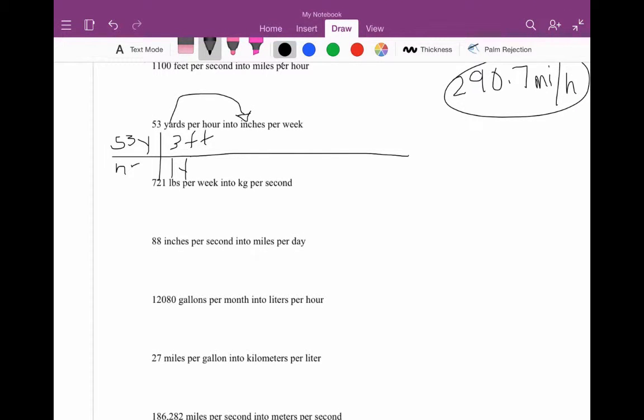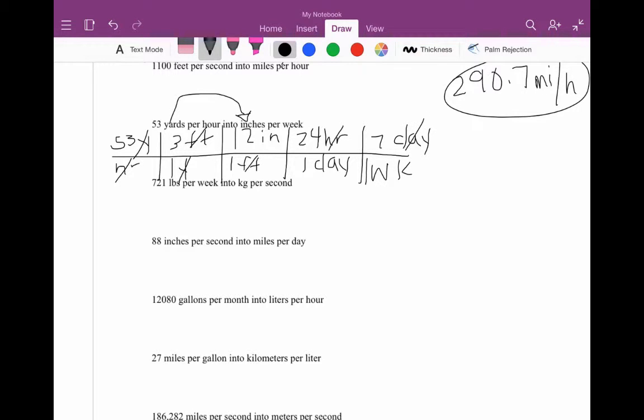Our yards cross out. Feet into inches, there's 1 foot. We should have 12 inches. Our feet will cross out. Now we have inches per hour. To get from hours to weeks, we need to increase, so there's 24 hours per 1 day. Our hours cross out. There's 7 days per week. 1 week. Days will cross out. Now we're left with inches per week, which is our desired outcome.